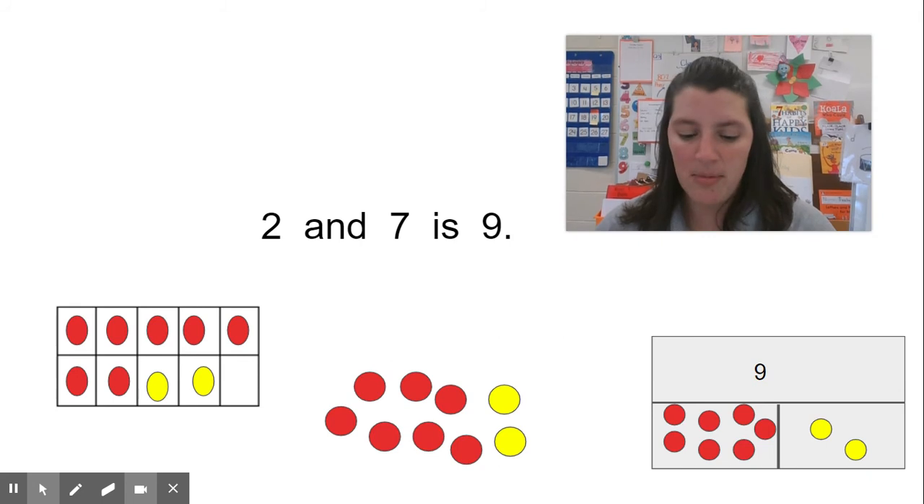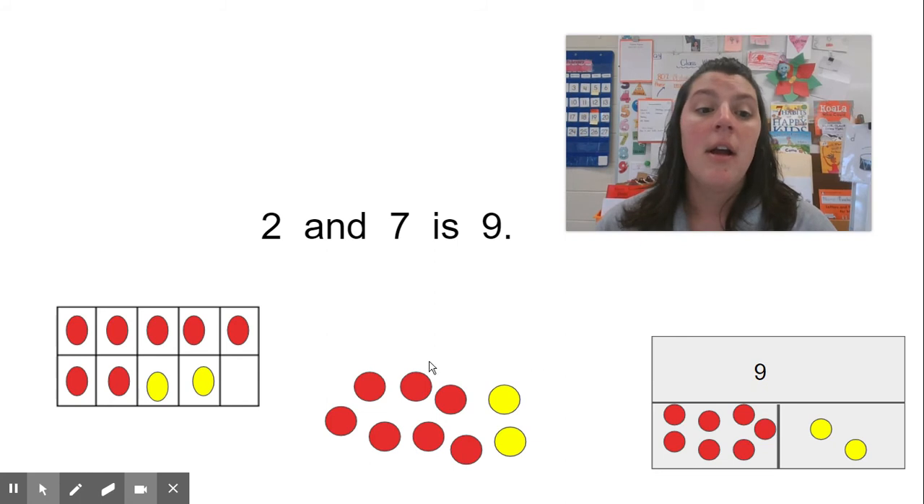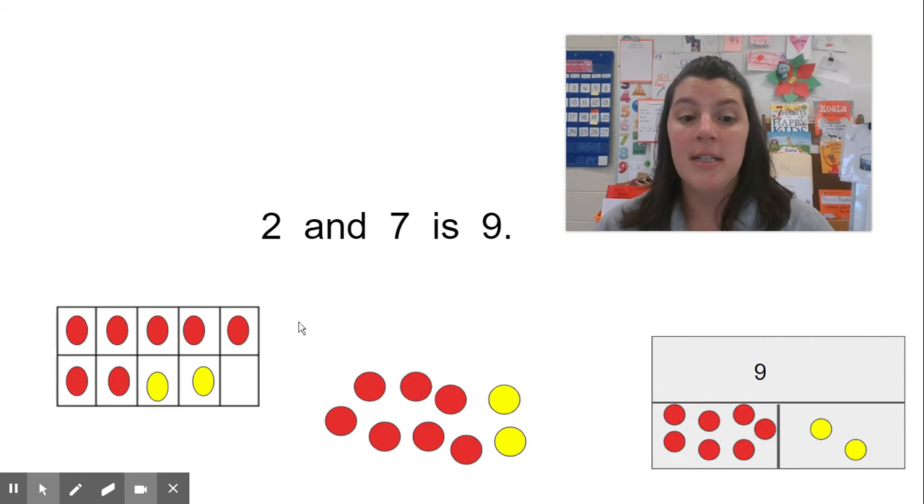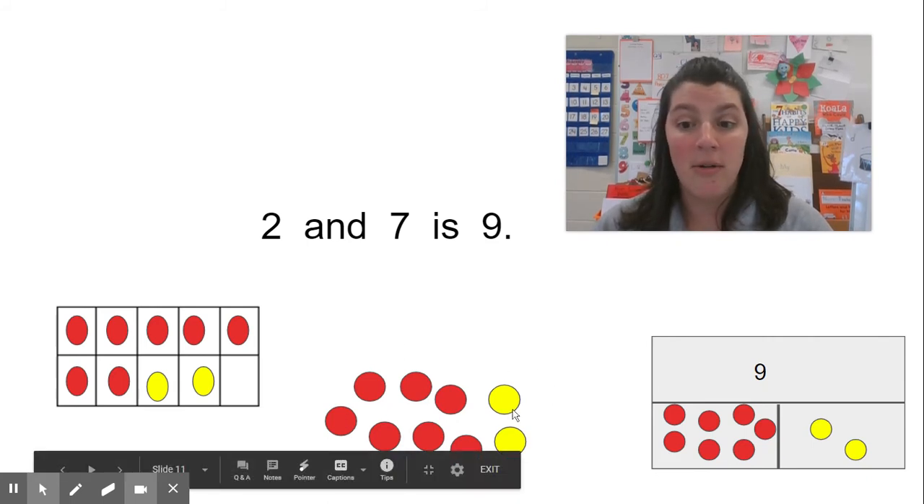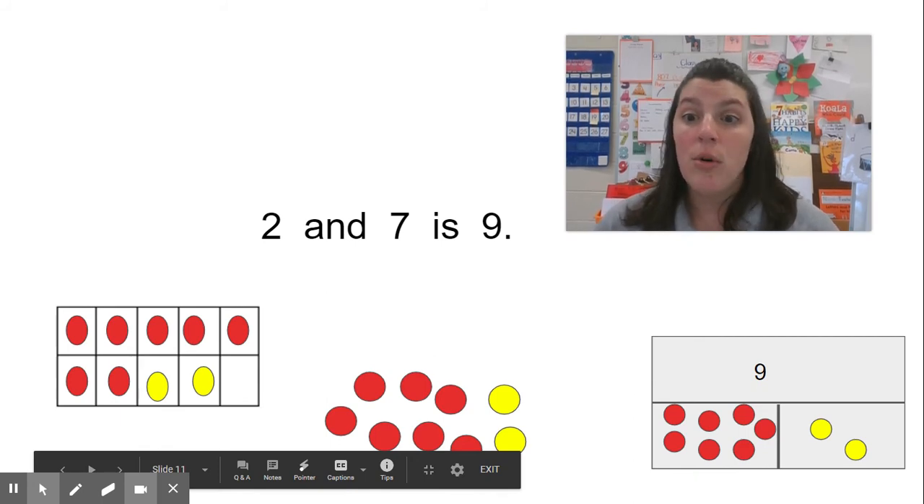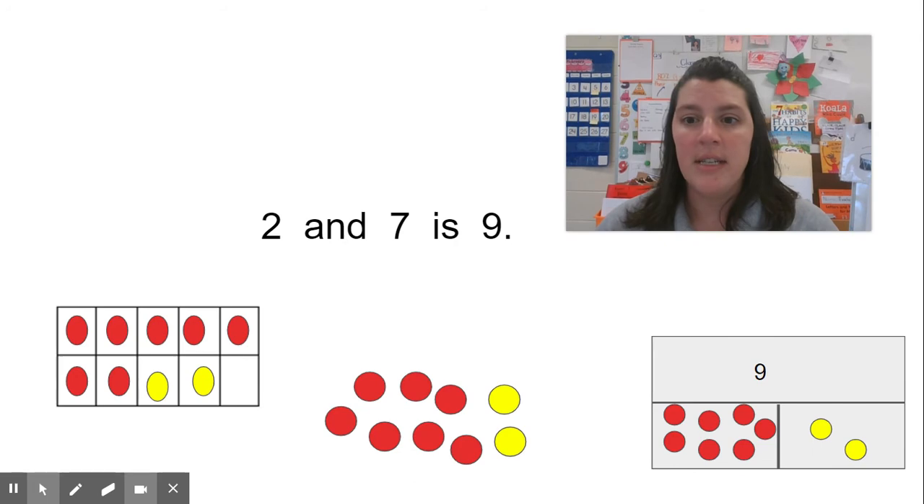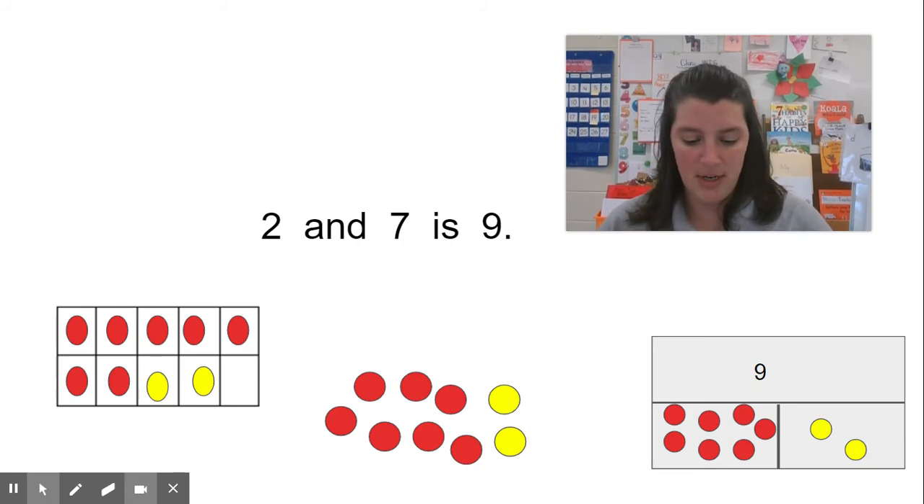But you probably also noticed there were different ways to help us organize our thinking. This one showed a 10 frame. This math sentence used numbers and words. Here are some objects or counters, and this is a part whole mat. I bet you chose one of these, or you might have had a different way to show it to help you organize your thinking. So even though each one of these ways is a little bit different, it gives us the same information. As a math thinker or a mathematician, I can use different ways to show an amount or a combination.